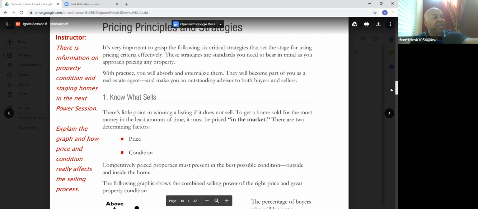There's little point in winning a listing if it does not sell. To get a home sold for the most money in the least amount of time, it must be priced in the market. Then it says there are two determining factors, price and condition. So I think if we try to price something in the market now, I'm trying to figure out what the market is, because with all the layoffs and stuff, I think the market has drastically changed, and a listing is going to be more difficult to sell.